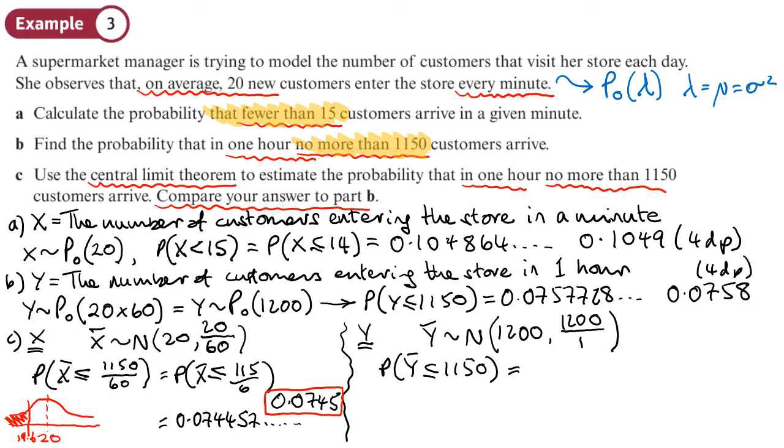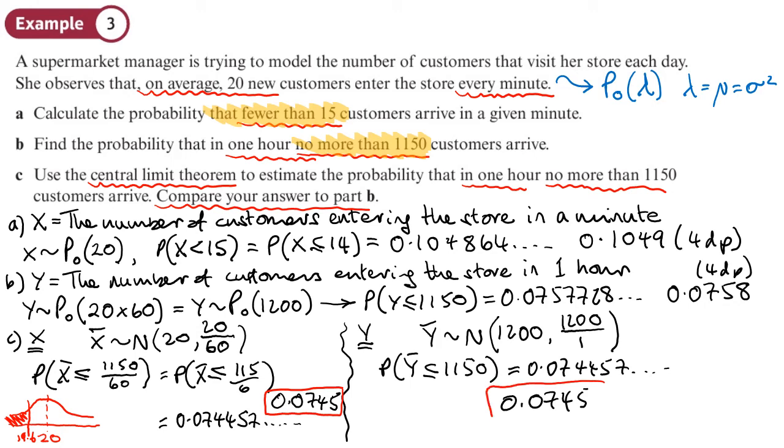So here I'm going to use a lower limit of 0, upper limit of 1150, a standard deviation which is the square root of 1,200 and a mean of 1,200, and I get exactly the same answer. So this is a different way of doing it. I get 0.074457. Yeah, I get exactly the same answer. It will still round to 0.0745. So I could do it either way.